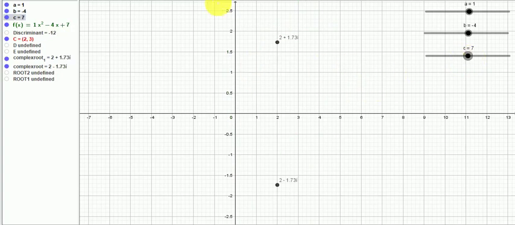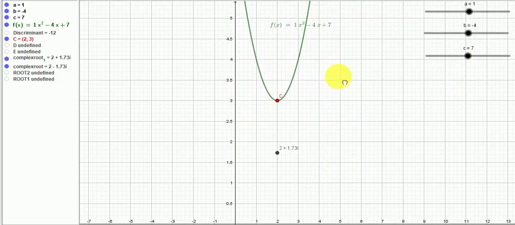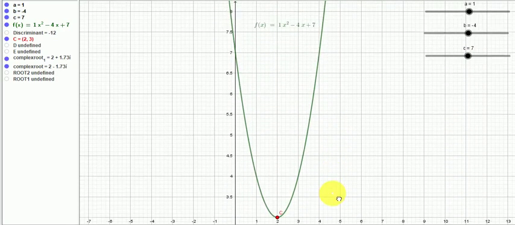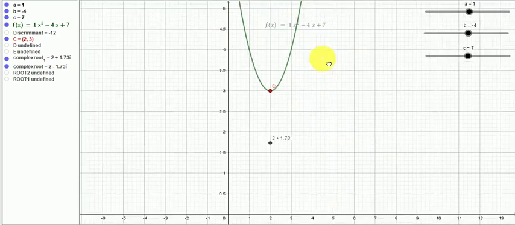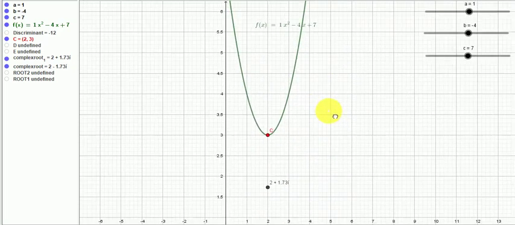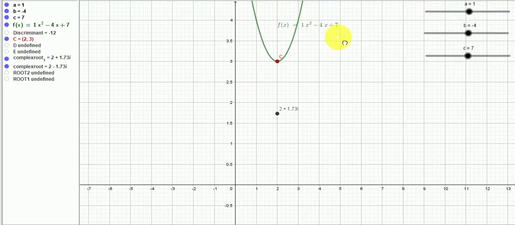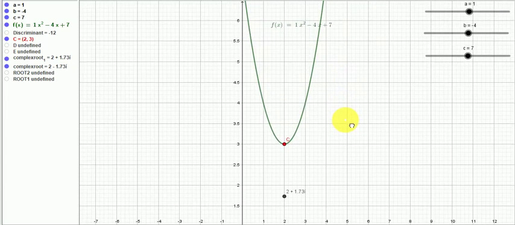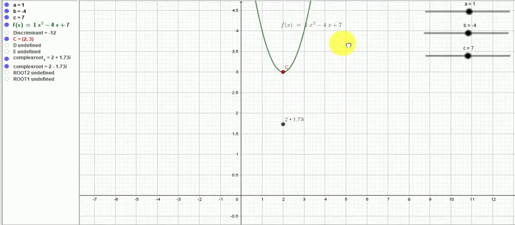So here what you observe is that this graph is not intersecting the x-axis anywhere. Whenever you see that the graph is not intersecting the x-axis anywhere, in that case the roots are going to be complex. Roots are going to be complex numbers.